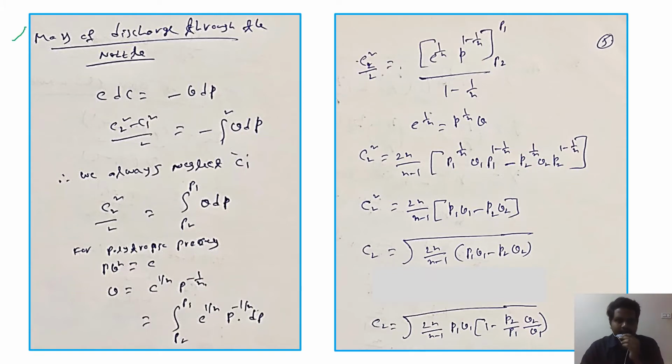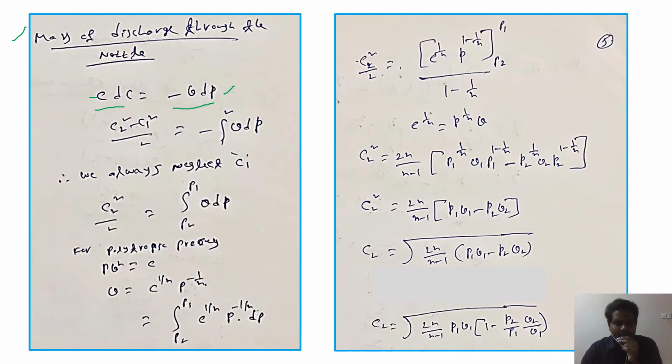Now let us find the mass of discharge through the nozzle, which means the mass flow rate of the fluid in the nozzle, that we are going to find out here. As we know, CdC equals minus VdP. This equation we already derived in one of our previous classes. Here CdC is the change in kinetic energy.